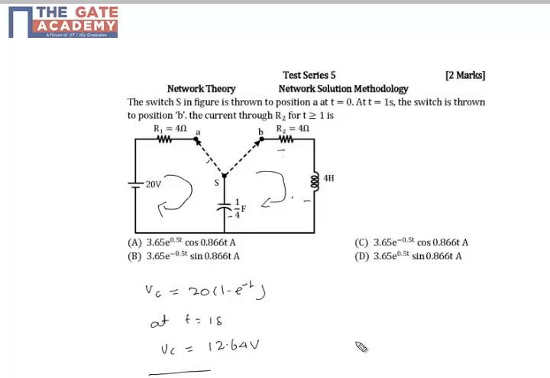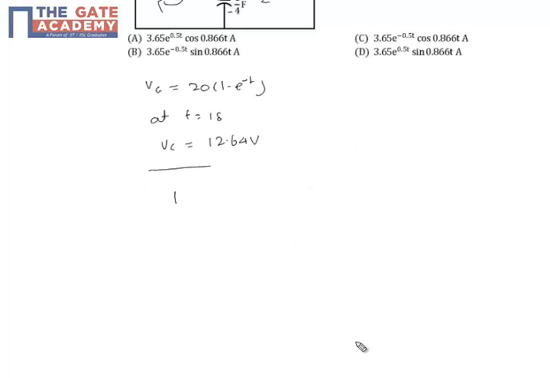Now in this case the circuit will be like this. It's a capacitor, then we have a resistor, then we have an inductor. This is the resistor, inductor, and there will be a voltage across this capacitor, which at time t equal to 1 is 12.64 volts.